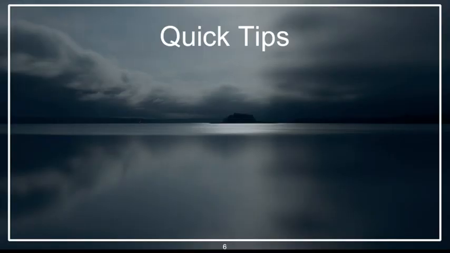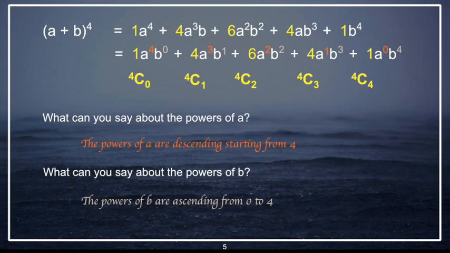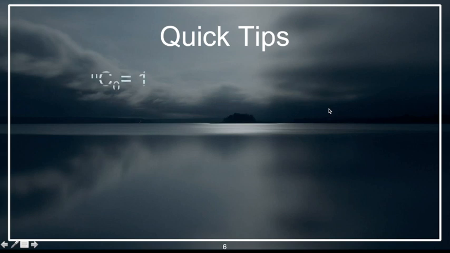Quick tips. Another thing that we can observe from the coefficients is this. The first term's coefficient is always 1, and the last term's is always 1. So the combination of 4 taken 0 is always equal to 1, and the combination of 4 taken 4 is always equal to 1. So that's one quick shortcut. You don't need to use a scientific calculator for this. The combination of n taken 0 is always 1, and the combination of n taken n is always equal to 1.